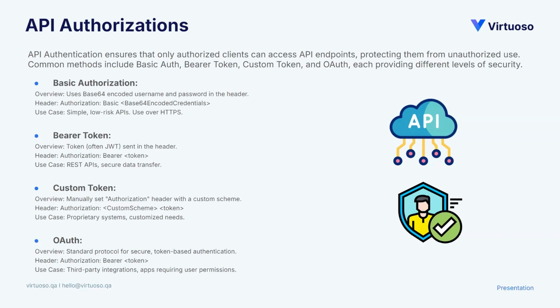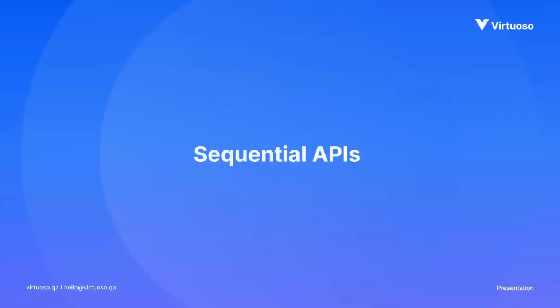And of course OAuth is the more standard and secure protocol that is being used these days. This is a token based authentication where you would need to have an authorization code generated, or maybe an implicit value or a PKCE factor. Generally you get a bearer token out of it, which you use to authenticate in your other subsequent API steps. So let me quickly jump to sequential APIs.